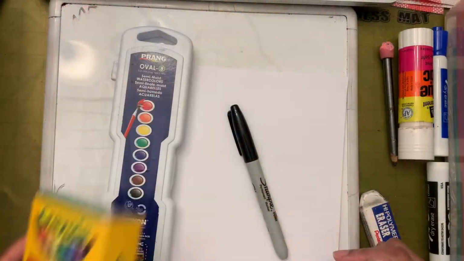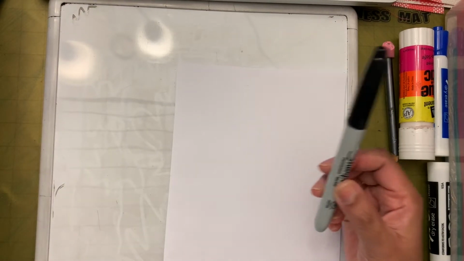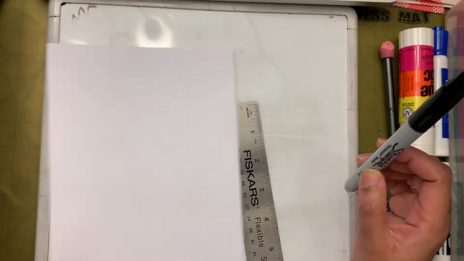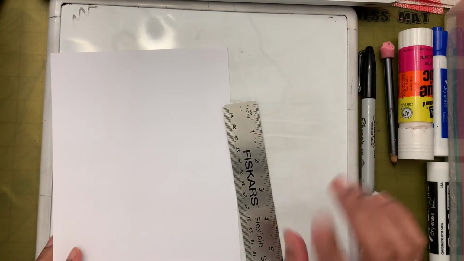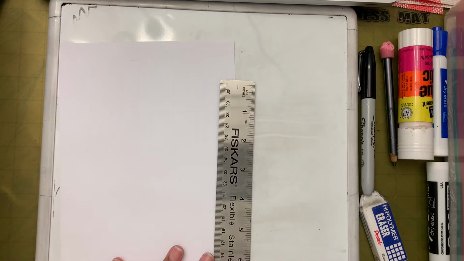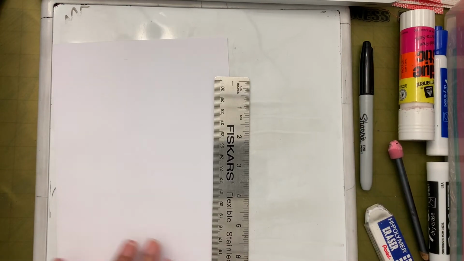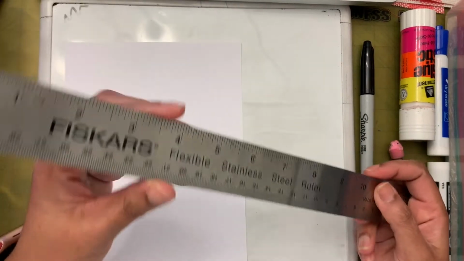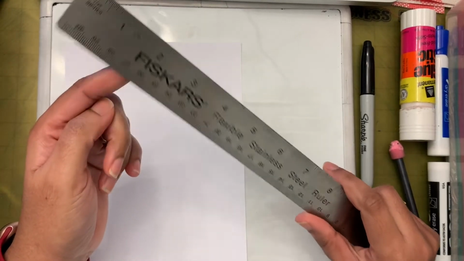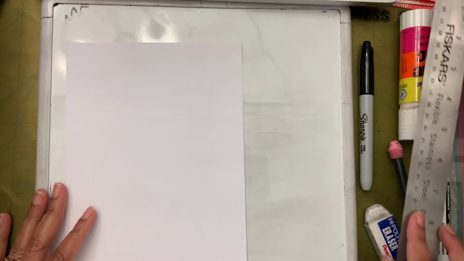We need crayons, we need watercolor. I have a black Sharpie. If you have one, you can use that, or it doesn't matter, you can use a crayon. I also have my pencil and an eraser. I also have a ruler. Today you need a ruler. I will also show you ways to draw this without a ruler in case you don't have one.